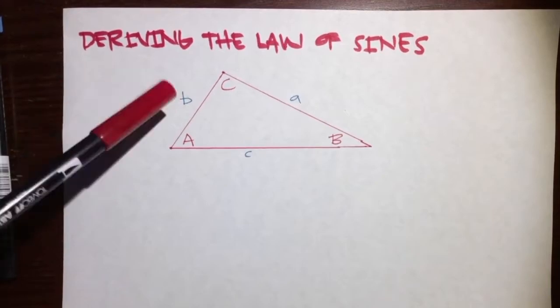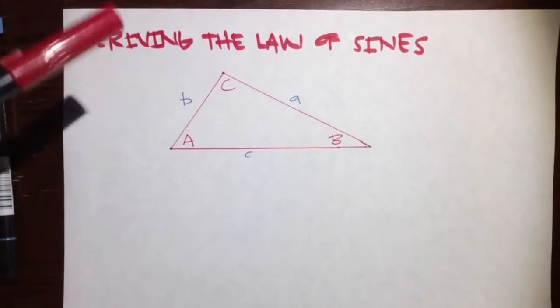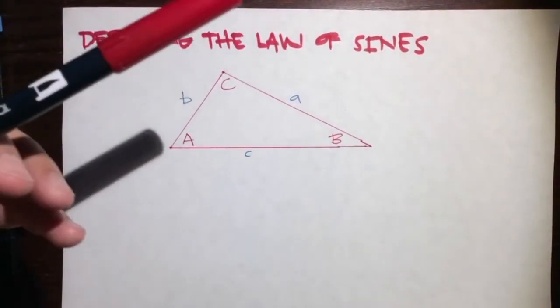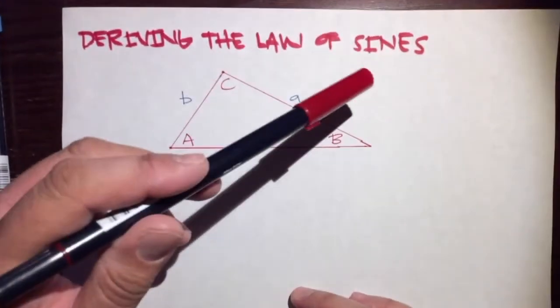First word here is deriving. Derive, not driving, but deriving. Deriving just means using knowledge that we already know to get new knowledge. So we're going to derive the law of sines.